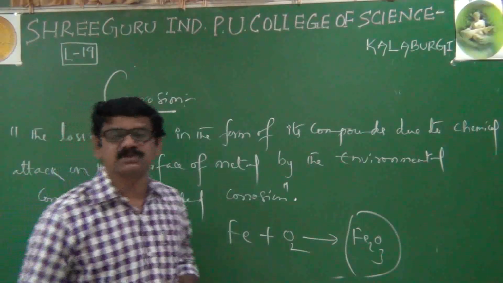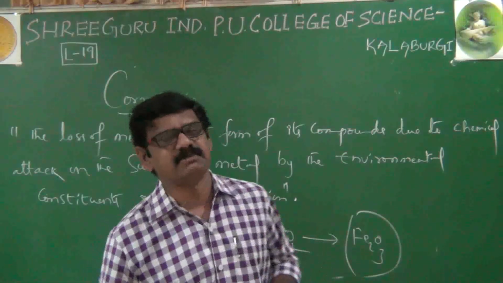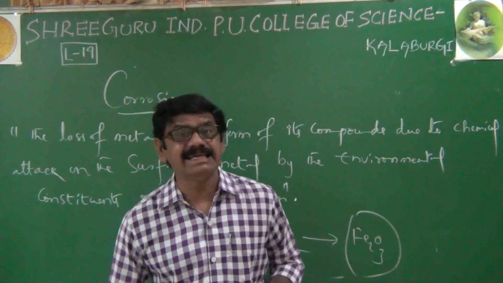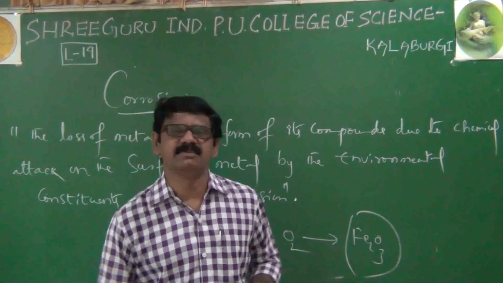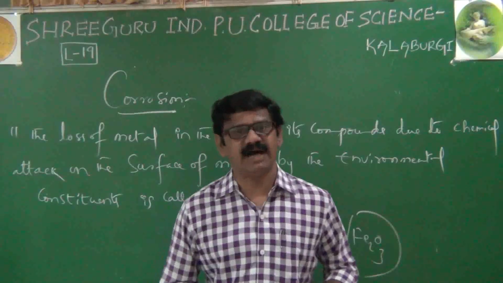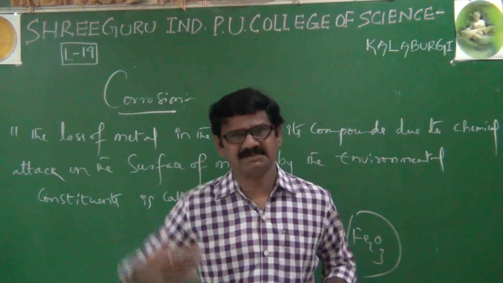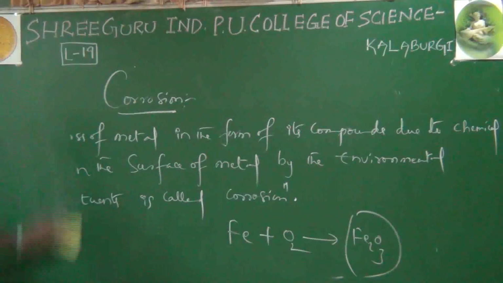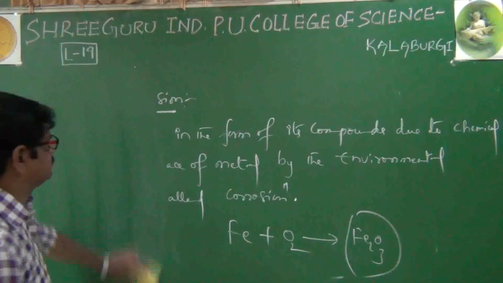Right. Now, for corrosion, different examples are there. The best examples are rusting of iron as well as tarnishing of mercury. In our syllabus, the mechanism of rusting of iron is given. We'll see that mechanism. Rusting of iron.